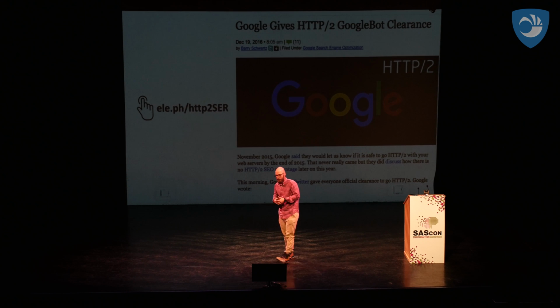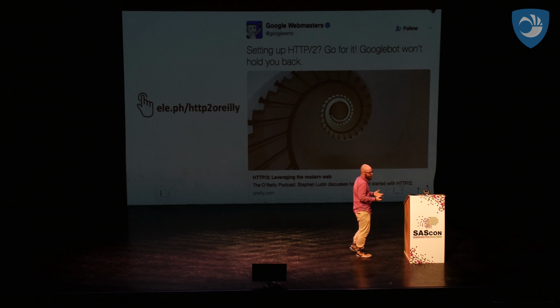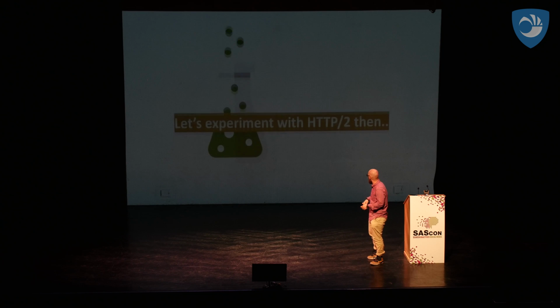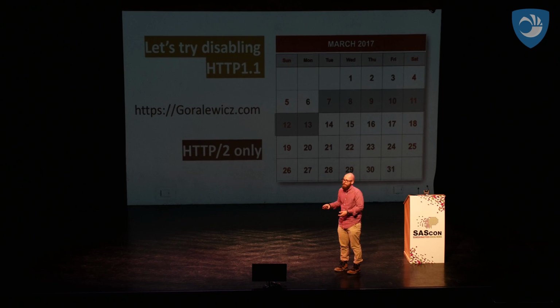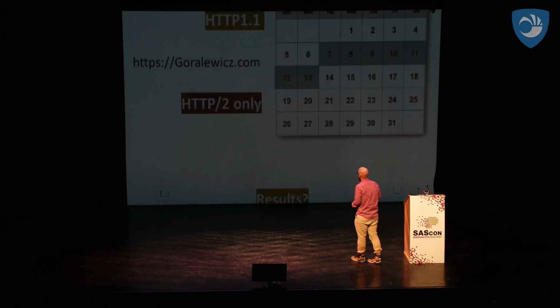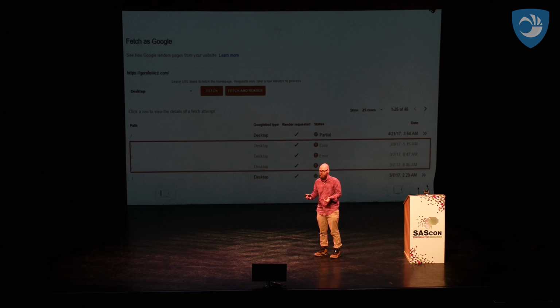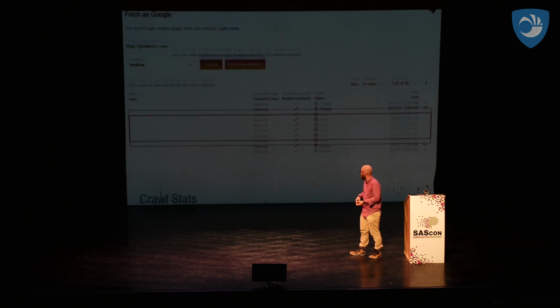And just after that, to make it even more confusing, Google launched a few statements that if you're setting up HTTP 2, Google won't really hold you back. So I figured, okay, let's create a very simple experiment with HTTP 2. What I did is I created the simplest possible HTTP 2 case study. I basically switched off HTTP 1.1 for my own website for a week. And results, I couldn't fetch and render in Google Search Console, so a 403 error would come back.